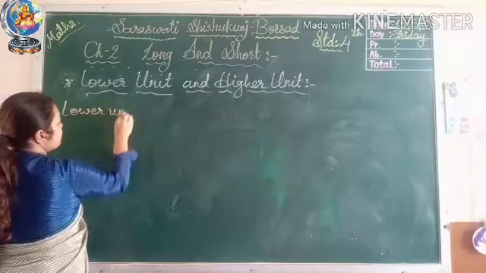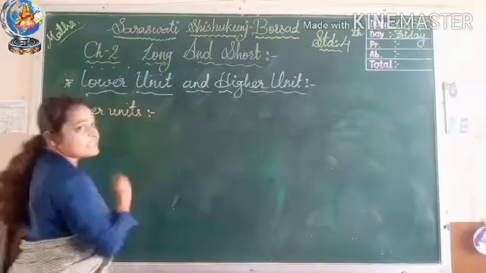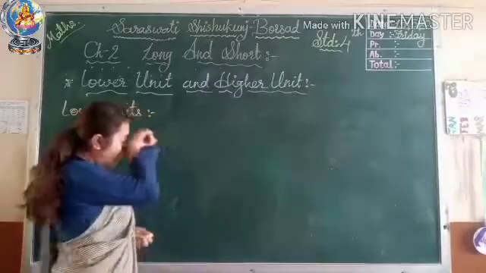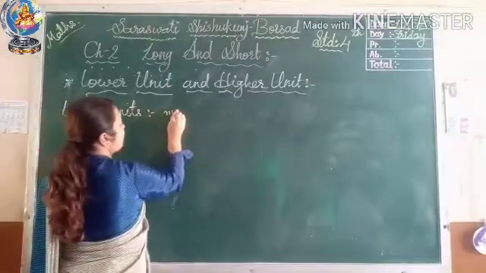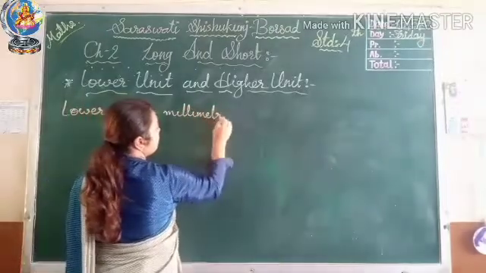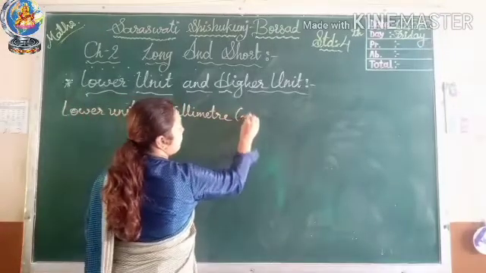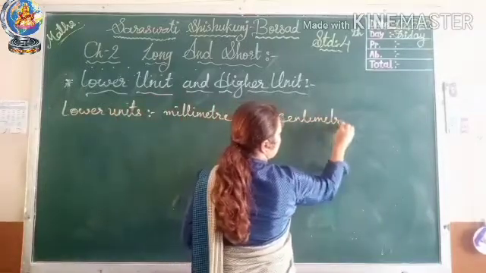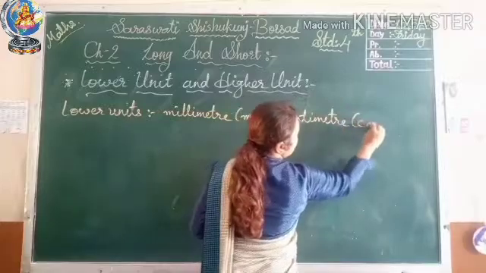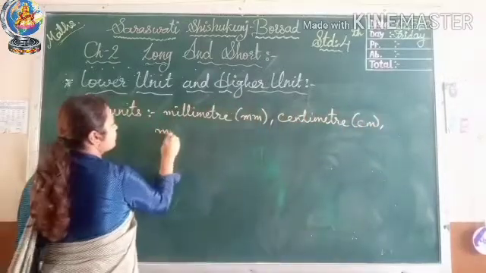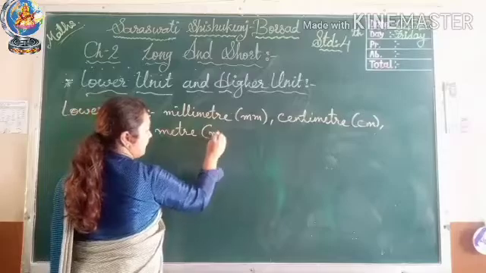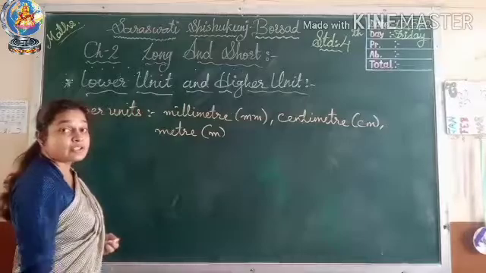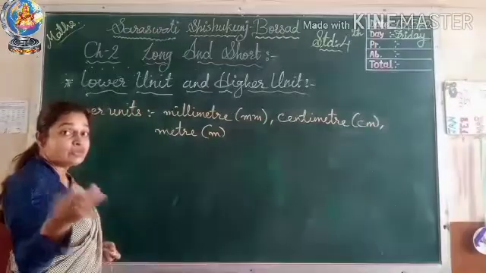Lower units. You can say them as the smallest units also, or you can say them as the bigger units also. Fine. So the lower units are millimeter, centimeter, and meter. I have already explained these things in the chapter when you had seen the videos of the chapter.